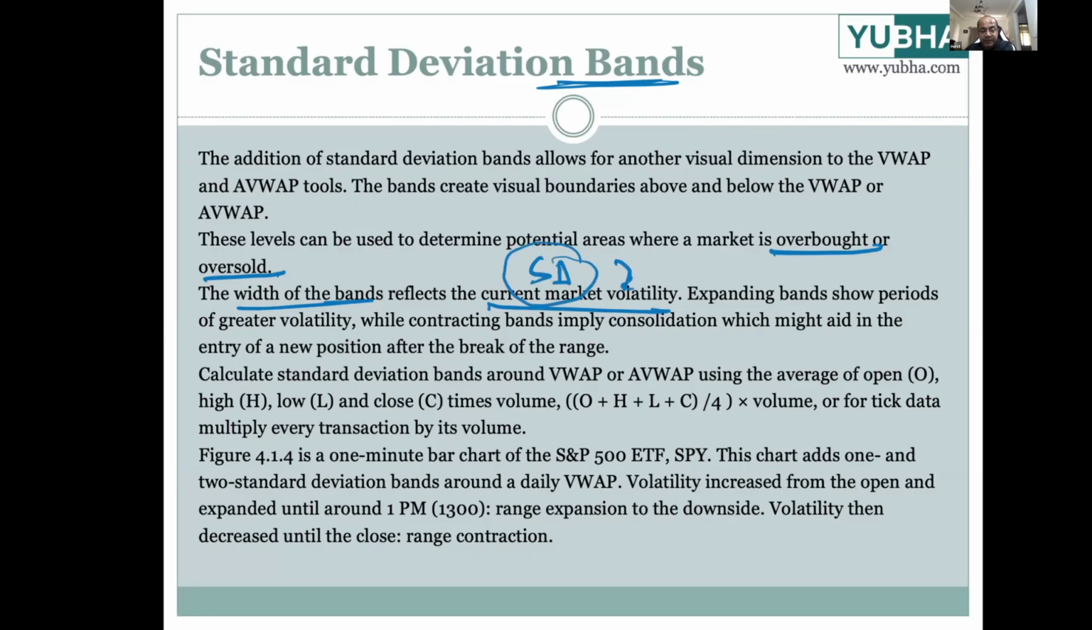So if the bands expand, it shows that there's more volatility in the market. If they contract, it shows that the market is in consolidation, and as and when that band breaks, that is where you'd want to take a new position. So typically you'd want the bands to come closer and the prices to stay there. And if it breaks, then you take the trade in that direction.